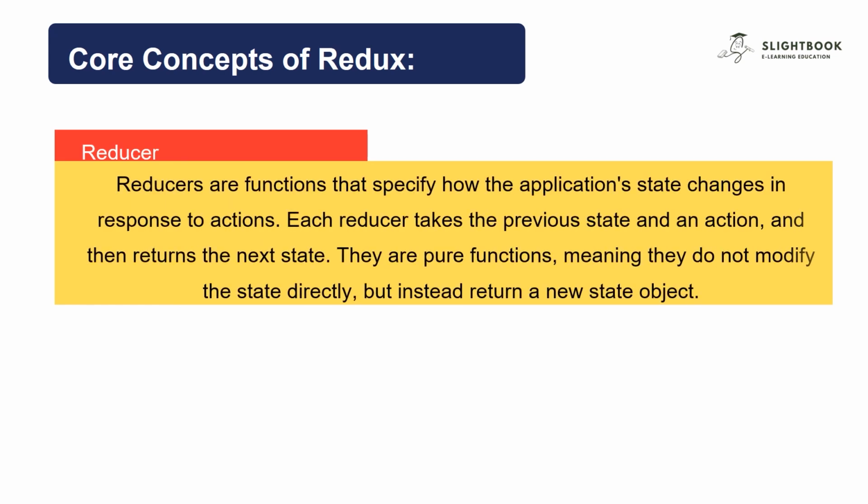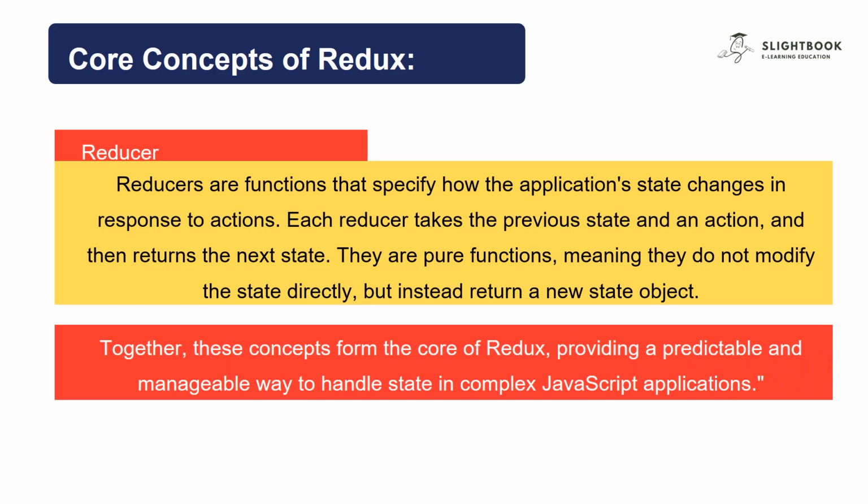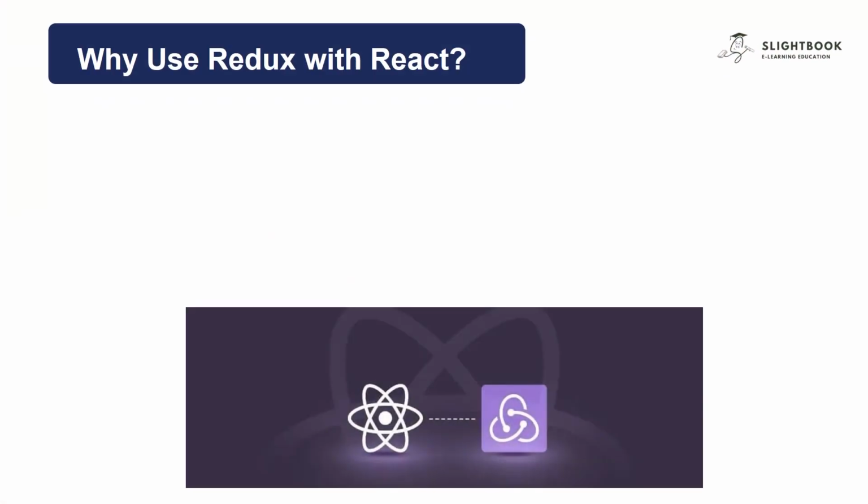Reducers. Reducers are functions that specify how the application's state changes in response to actions. Each reducer takes the previous state and an action and then returns the next state. They are pure functions, meaning they do not modify the state directly but instead return a new state object. Together, these concepts form the core of Redux, providing a predictable and manageable way to handle state in complex JavaScript applications.